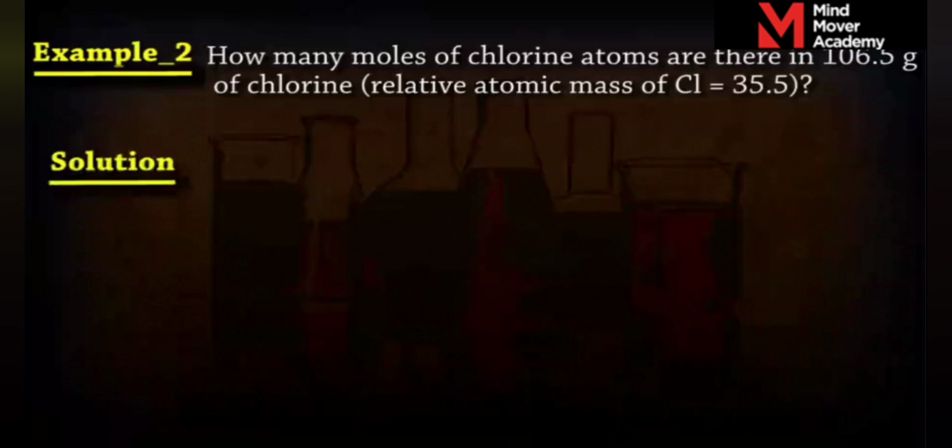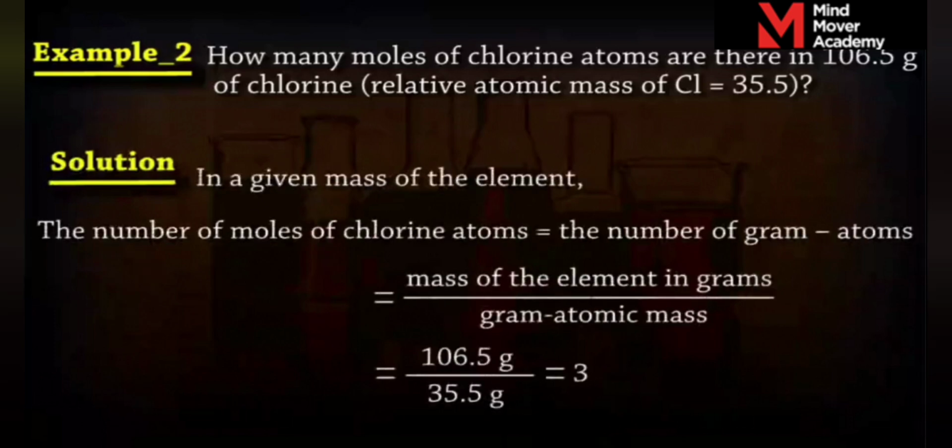Let's solve this. In a given mass of the element, the number of moles of chlorine atoms is equal to the number of gram atoms, which is equal to the mass of the element in grams divided by the gram atomic mass, which is equal to 106.5 grams divided by 35.5 grams, which is equal to 3.